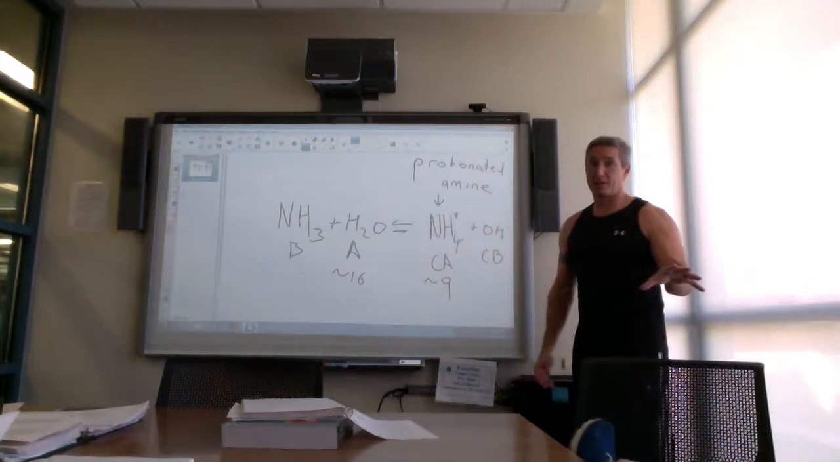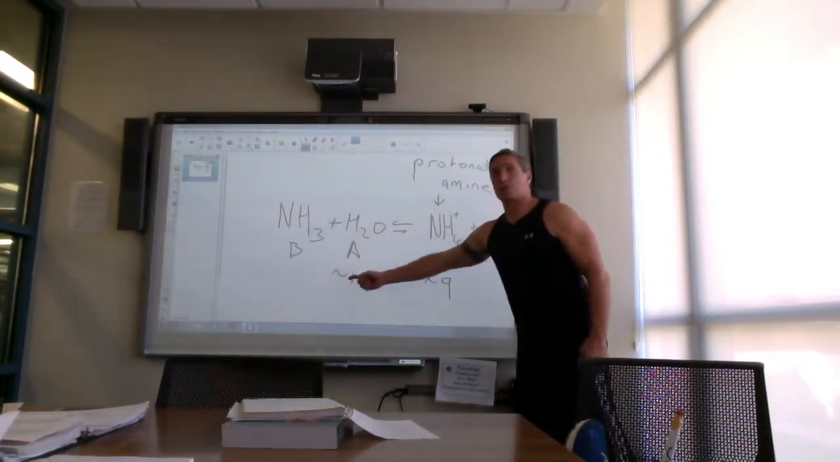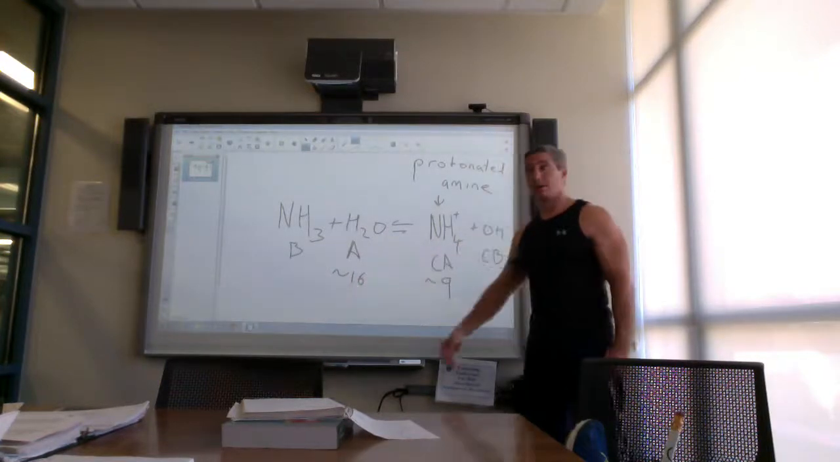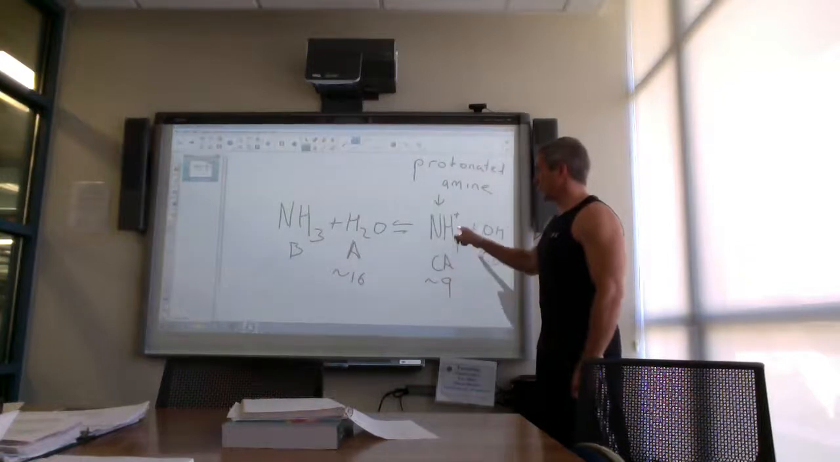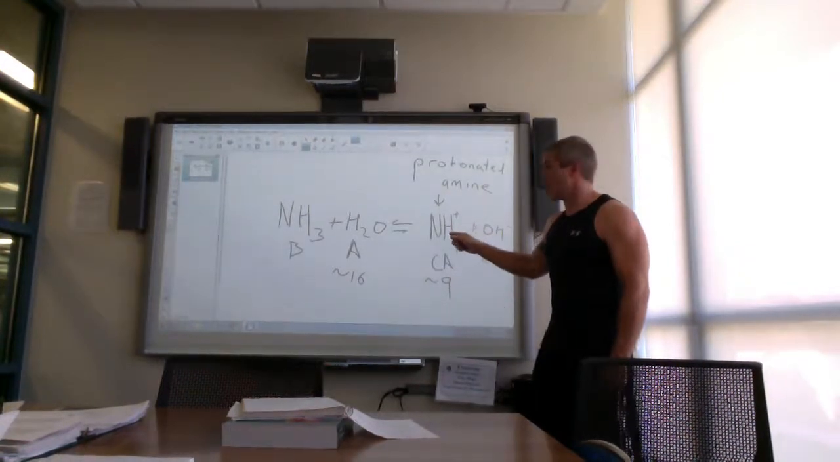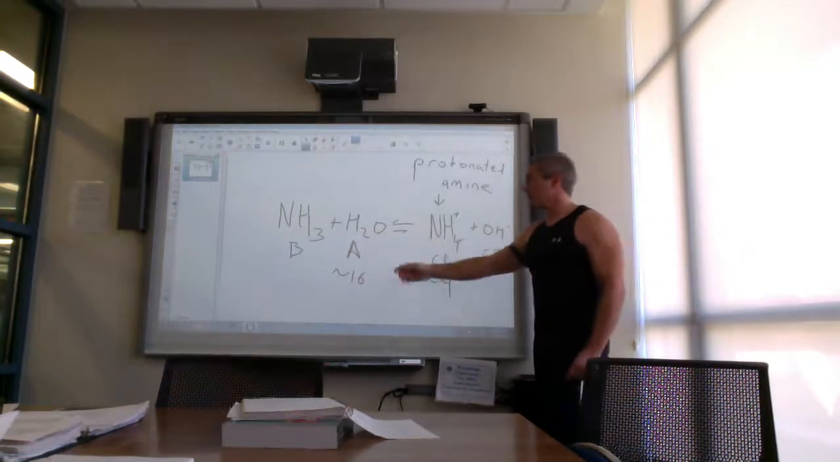Get used to pKa's. So it goes towards the bigger pKa, if you want to think of it that way. Away from the smaller pKa. This means stronger acid. It wants to give up that hydrogen more than this wants to. Which makes sense. Positively charged, not.